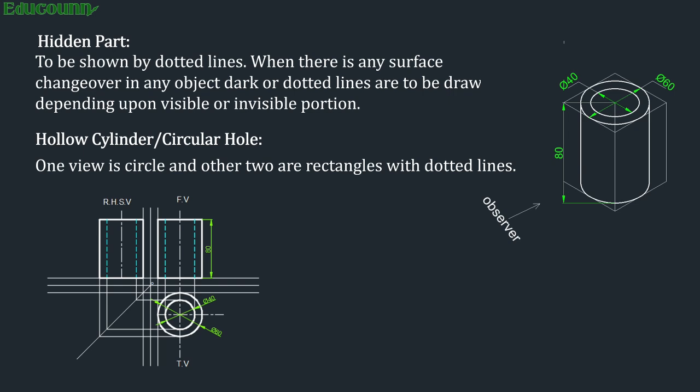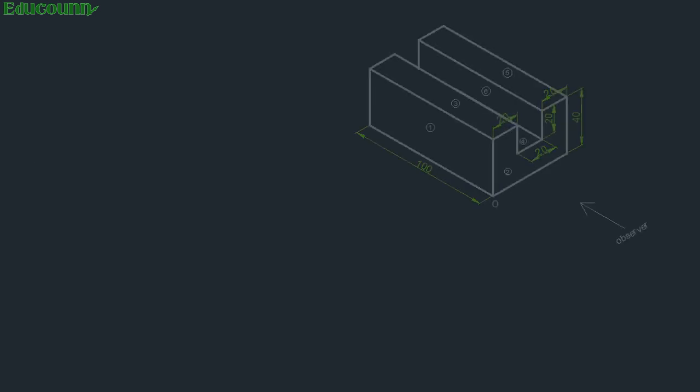hole. The hole is not seen in front view as well as side view, so it is represented by hidden line. You can see the color of the hidden line given here as green color. So hidden lines will represent the invisible portion. So this is the concept of the hidden part. Now let us move to the next machine part.